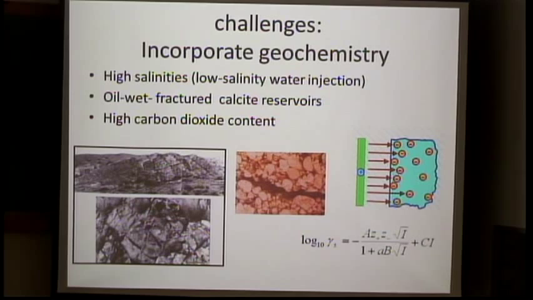Okay. In summary, the challenge is to incorporate geochemistry when you inject water to displace oil. The point is that usually one injects water to displace oil in reservoirs. And the water that's there already has a reasonably high salinity. On the other hand, the water that you have available to inject could very well have a different salinity. And that's something to be discussed.